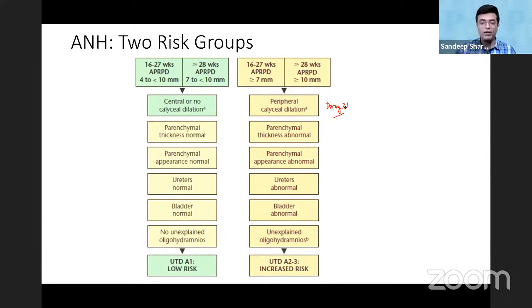Now there will be certain patients who will not fit into a single category. You need to understand that; suppose there is a patient, I'll give you a scenario. There is a patient in the second trimester who has an AP-RPD value of 9 mm. The patient has no calyceal dilatation, but the patient has unexplained oligohydramnios. Try to think. What did I say? Second trimester value, AP-RPD, how much? 9 mm, right? So here it falls, no calyceal dilatation, it also falls here, but there is presence of unexplained oligohydramnios.